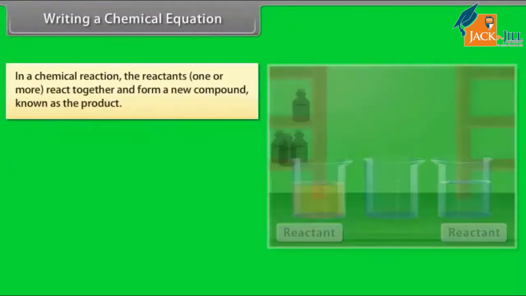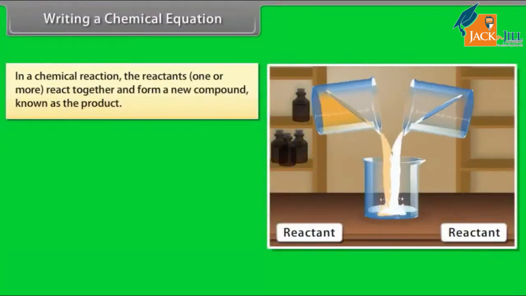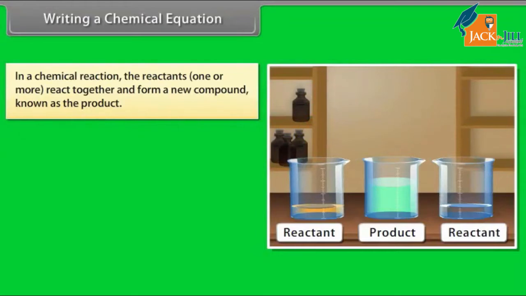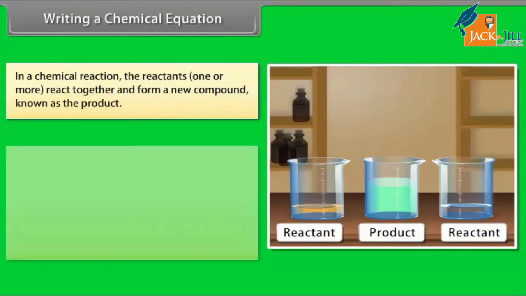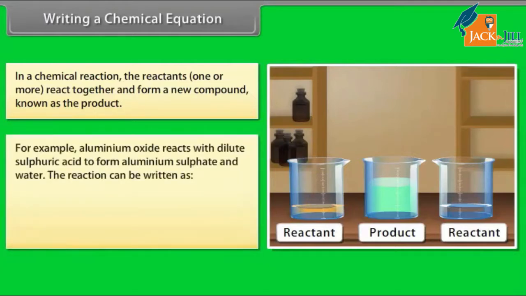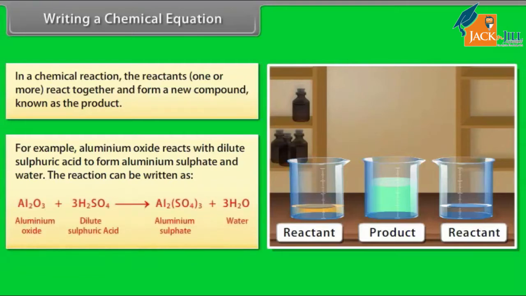Writing a chemical equation. In a chemical reaction, the reactants, one or more, react together and form a new compound known as the product. For example, aluminium oxide reacts with dilute sulfuric acid to form aluminium sulfate and water. The reaction can be written as aluminium oxide plus dilute sulfuric acid gives aluminium sulfate and water.